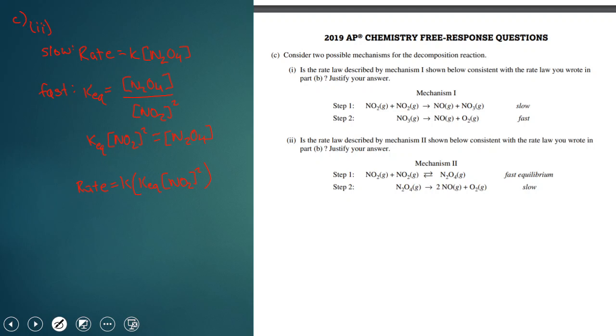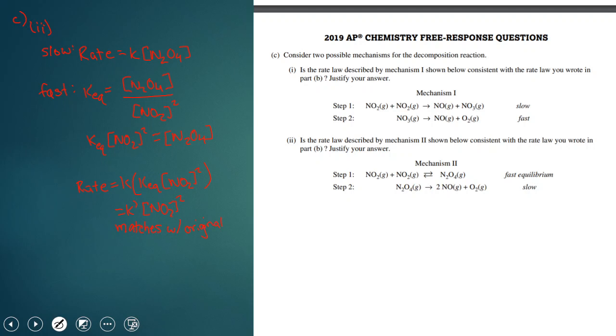Well, K is just a constant. What is Kx? Kx is just a constant. So can we just combine them? So I'm going to say K prime NO2 squared. Now, if this K prime is equivalent to our original K, then yeah, it matches, and we can't disprove it. So yeah, it matches with the original.